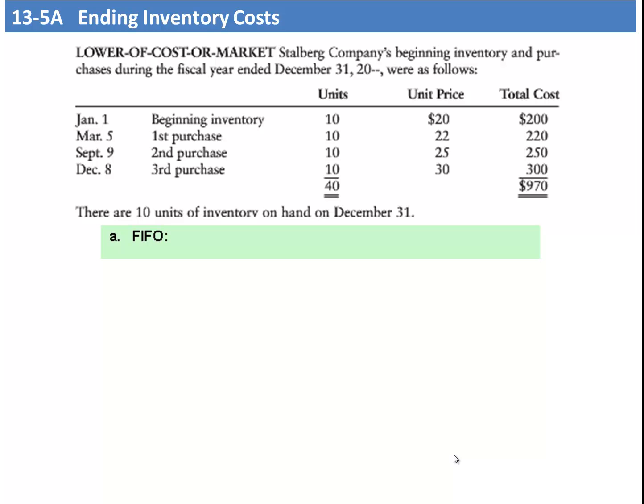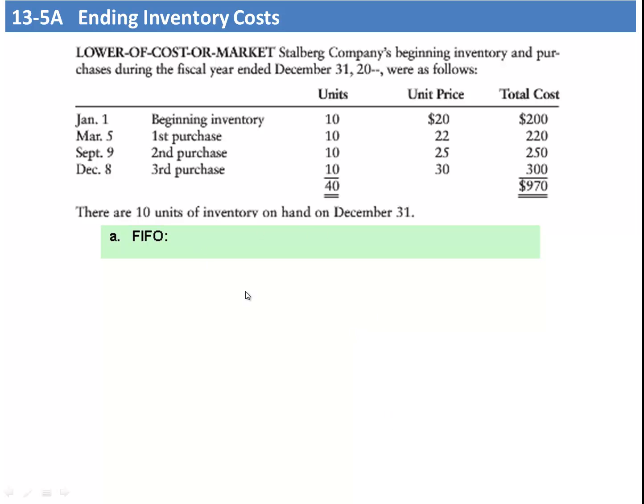So FIFO means first in, first out. That means the first items in are the first ones out, which means the first items we purchase are the first items that we sell. So in this scenario, we would sell our beginning inventory, then the first purchase, the second purchase, and the third purchase. What that means is that we have 10 units of inventory on hand in our ending inventory. So if I sold beginning and first and second purchase, what I have left would be these 10 units from the third purchase, okay?